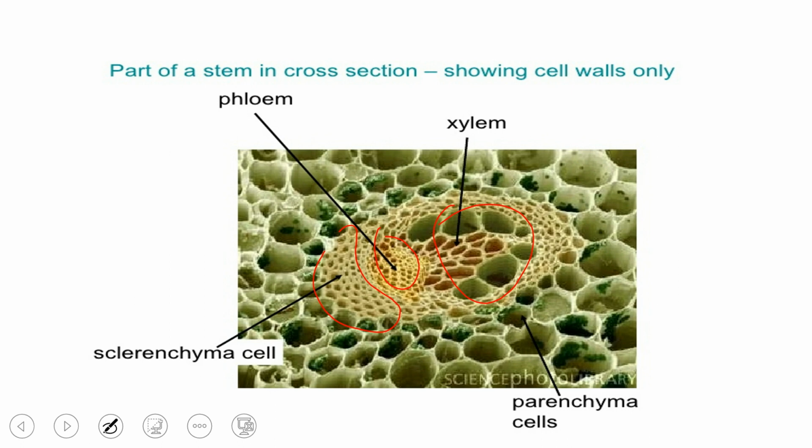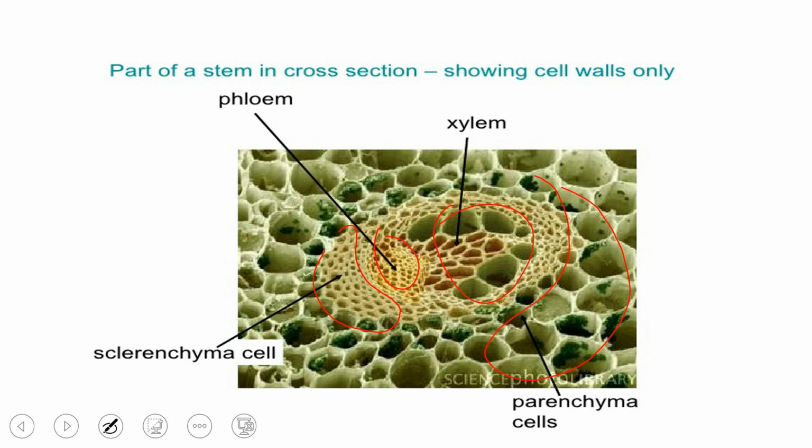Here we have as well the parenchyma cells. All of these are parenchyma cells. Parenchyma cells are cells that are undifferentiated, unspecialized. They are stem cells that can differentiate into other types of cells. At the same time, they play a big role in storing sugars and other material in the plant.